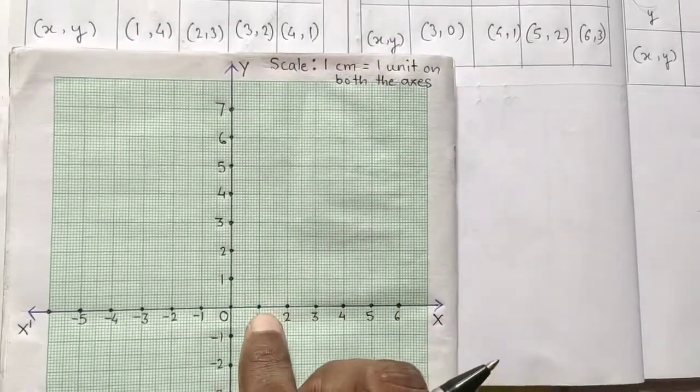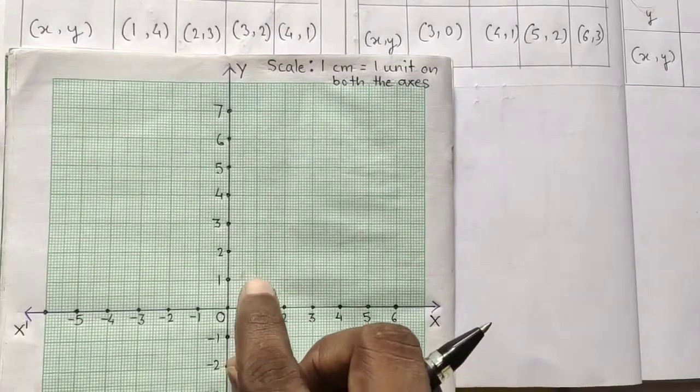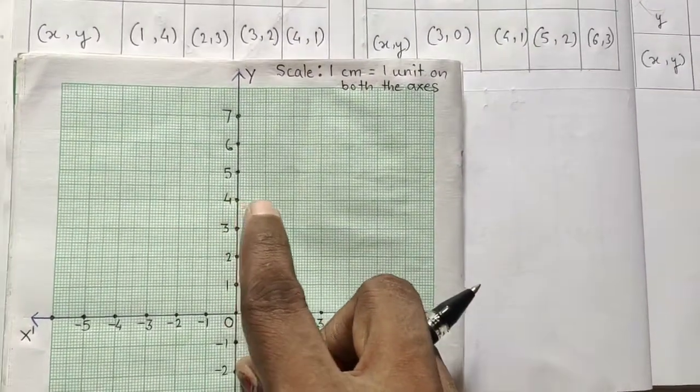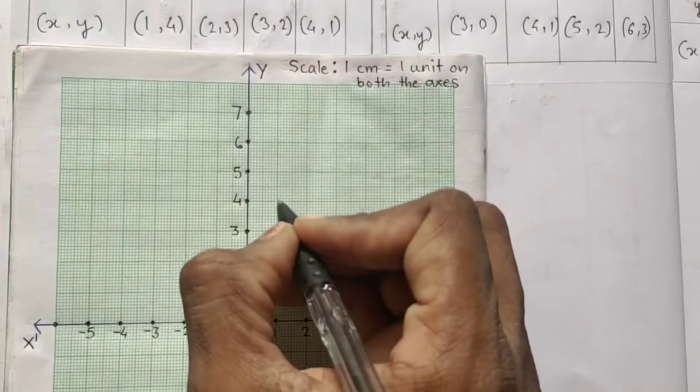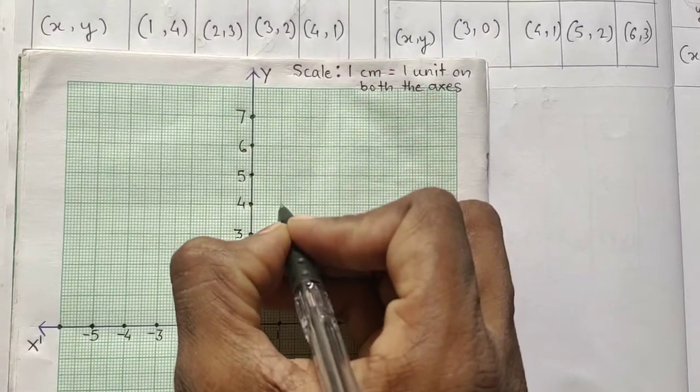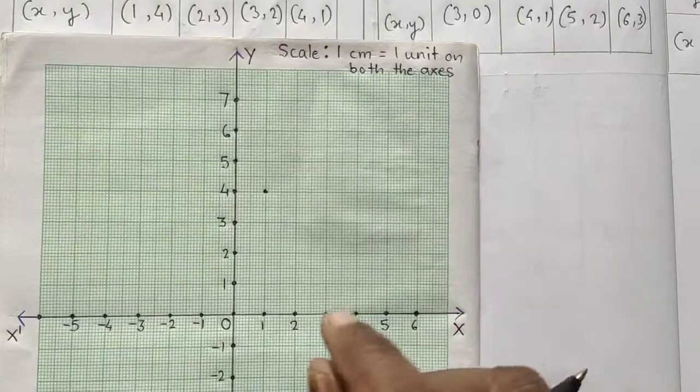Your x value is 1. So you will go to x value 1, and what is the y value? 4. So 1, 4 gives you this point here. Okay, so this is your 1 comma 4.